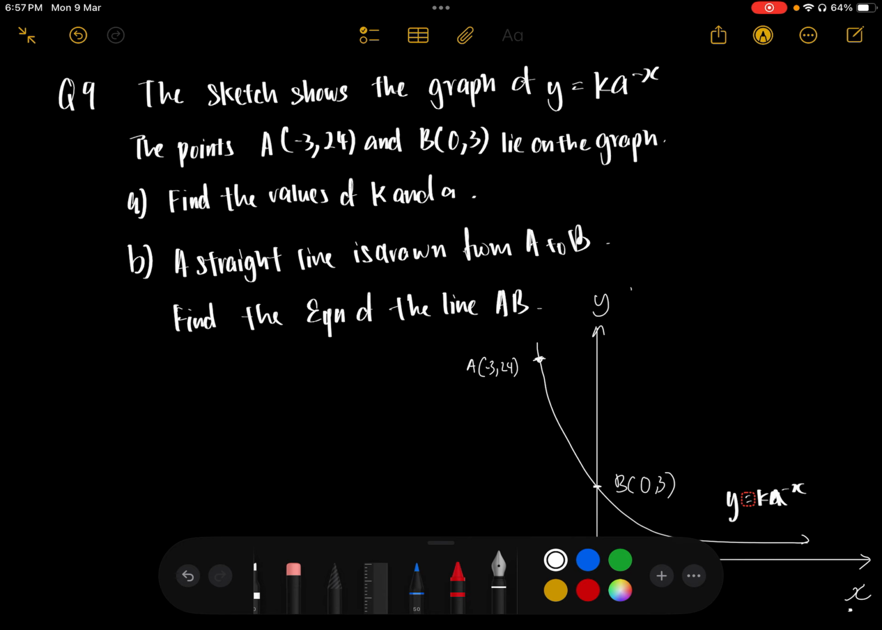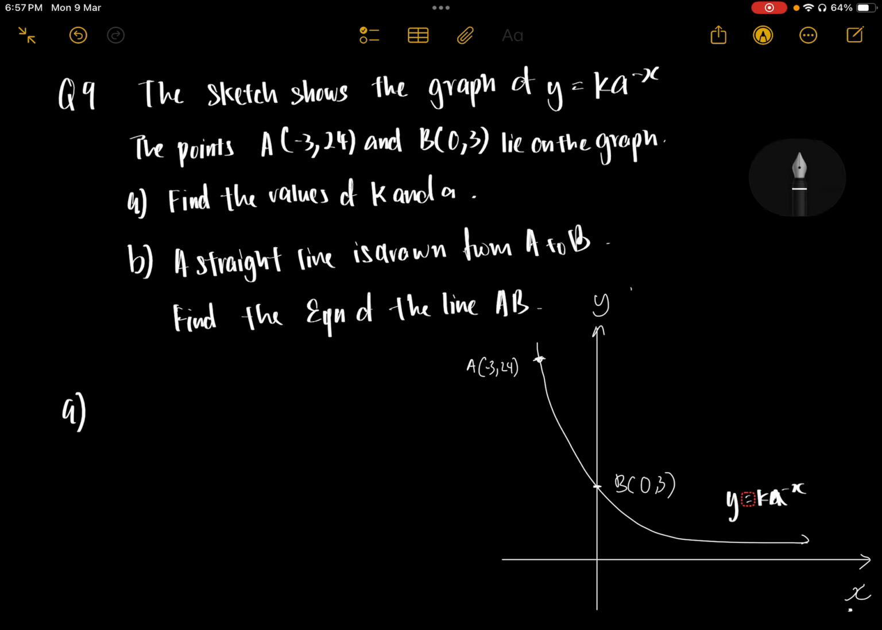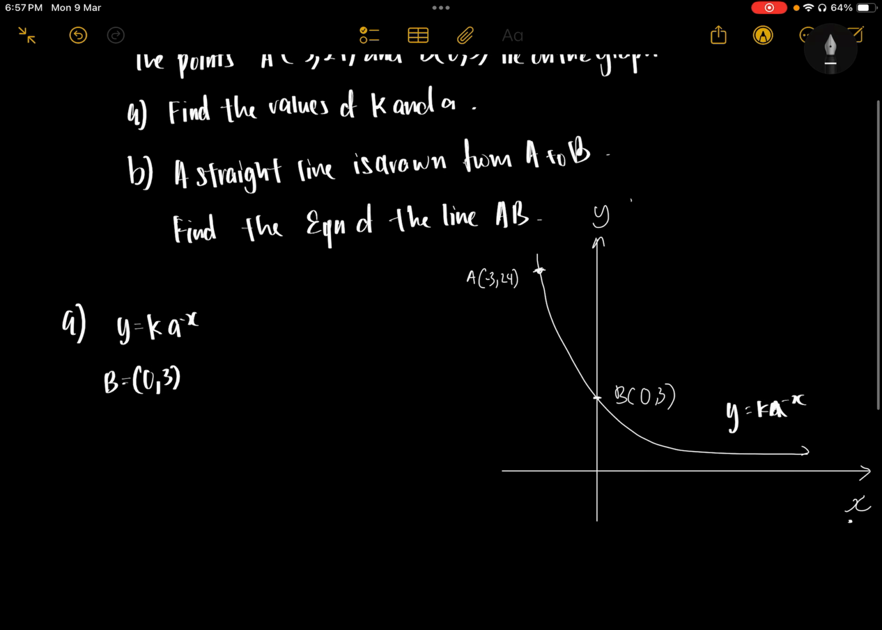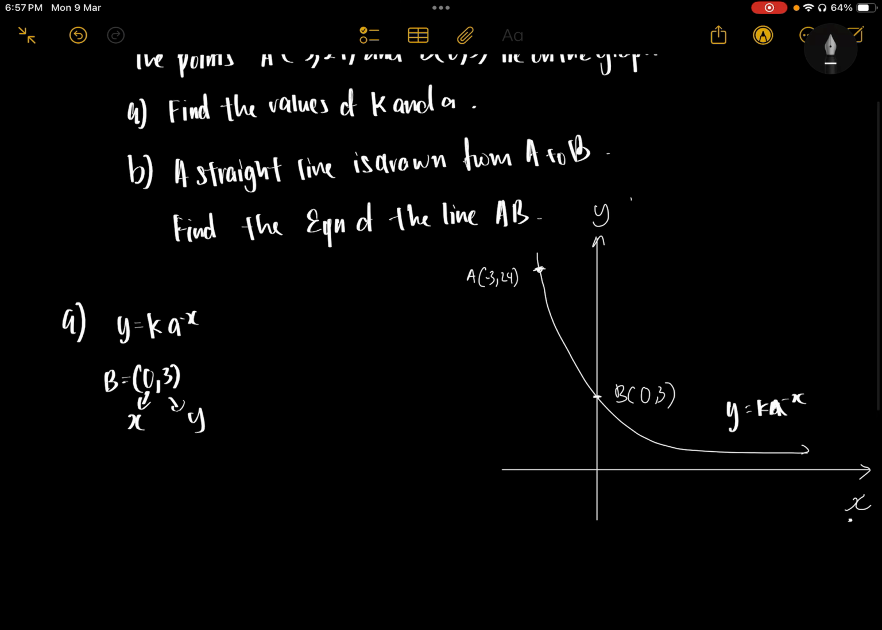So for part A, it is quite simple. You just have to employ an indices trick. So what do we want? We only want one variable at a time. And for that, our best bet will be using B, because one of the variables will be 0. B is (0, 3). So let's identify: this is your x and this is your y. So for y you will have 3 equals k a to the power of negative 0.